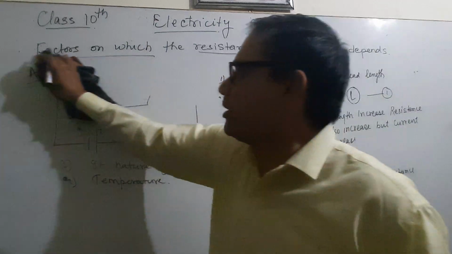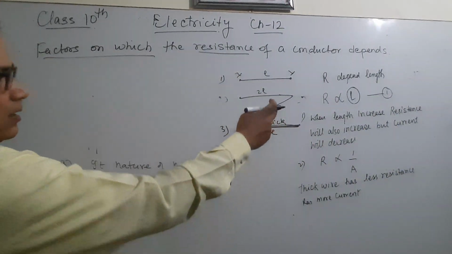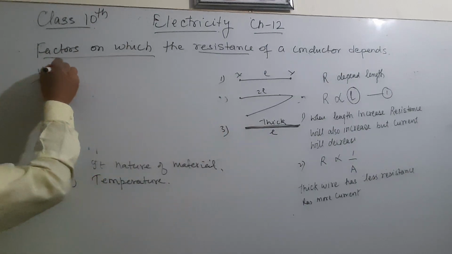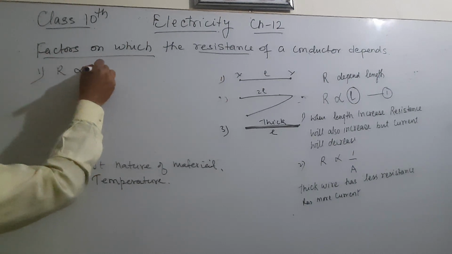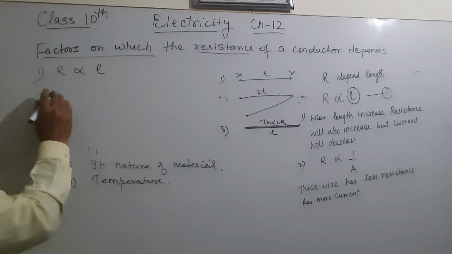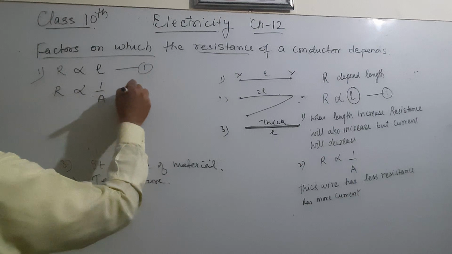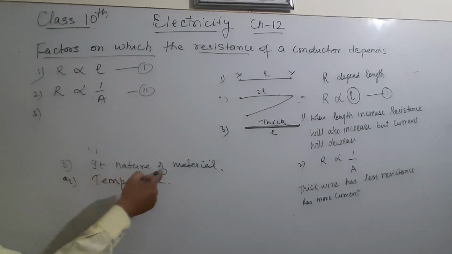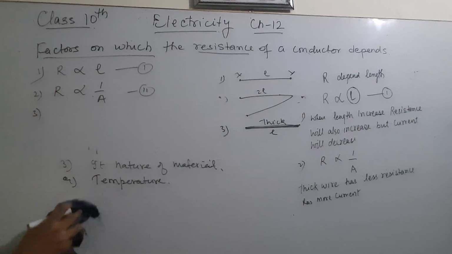Numerically, we have to know first that it depends upon the length of the wire. First, resistance is directly proportional to L. Resistance is inversely proportional to area. That is first and second. Third, nature of material. Fourth, temperature. These are the factors on which the resistance of a wire depends.